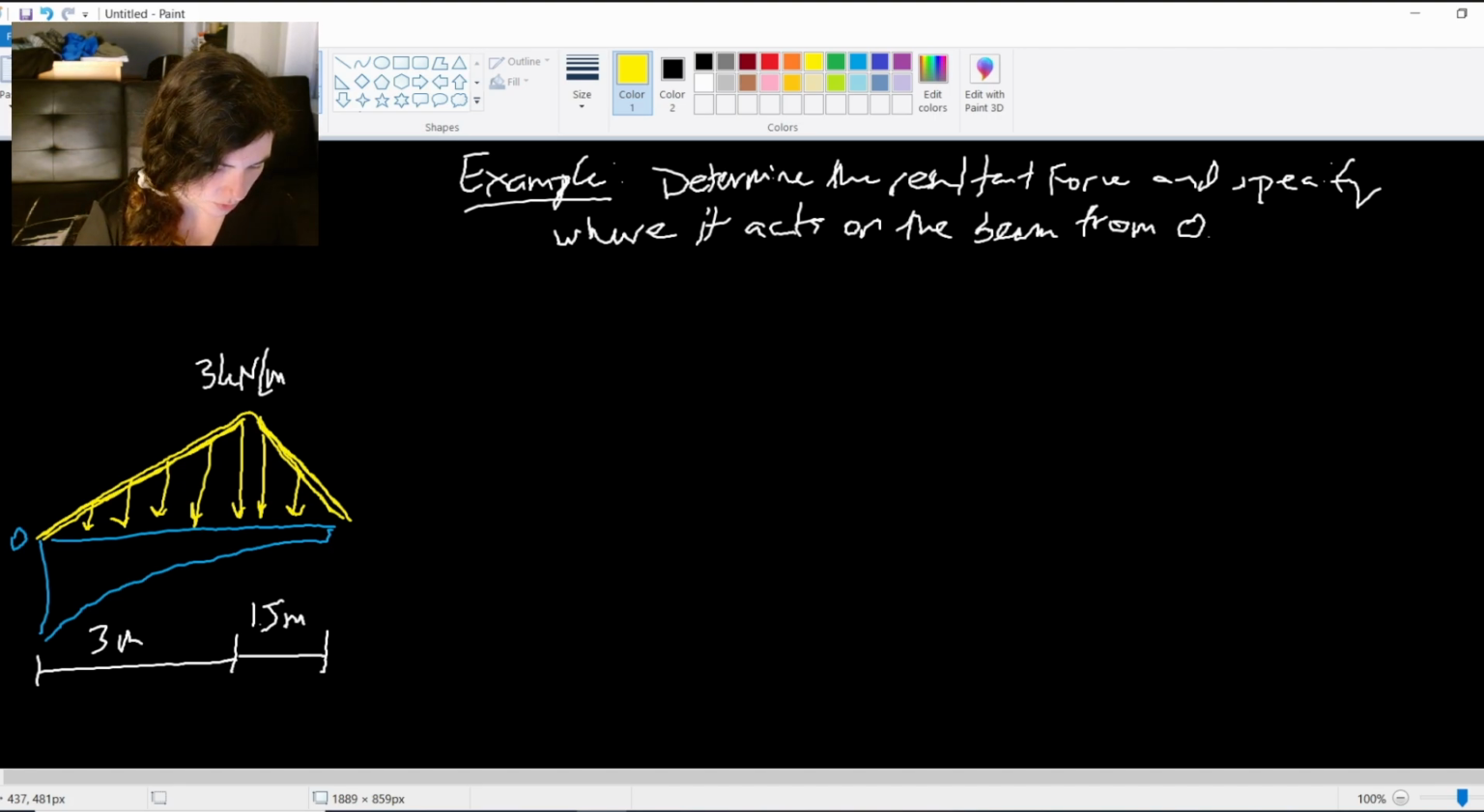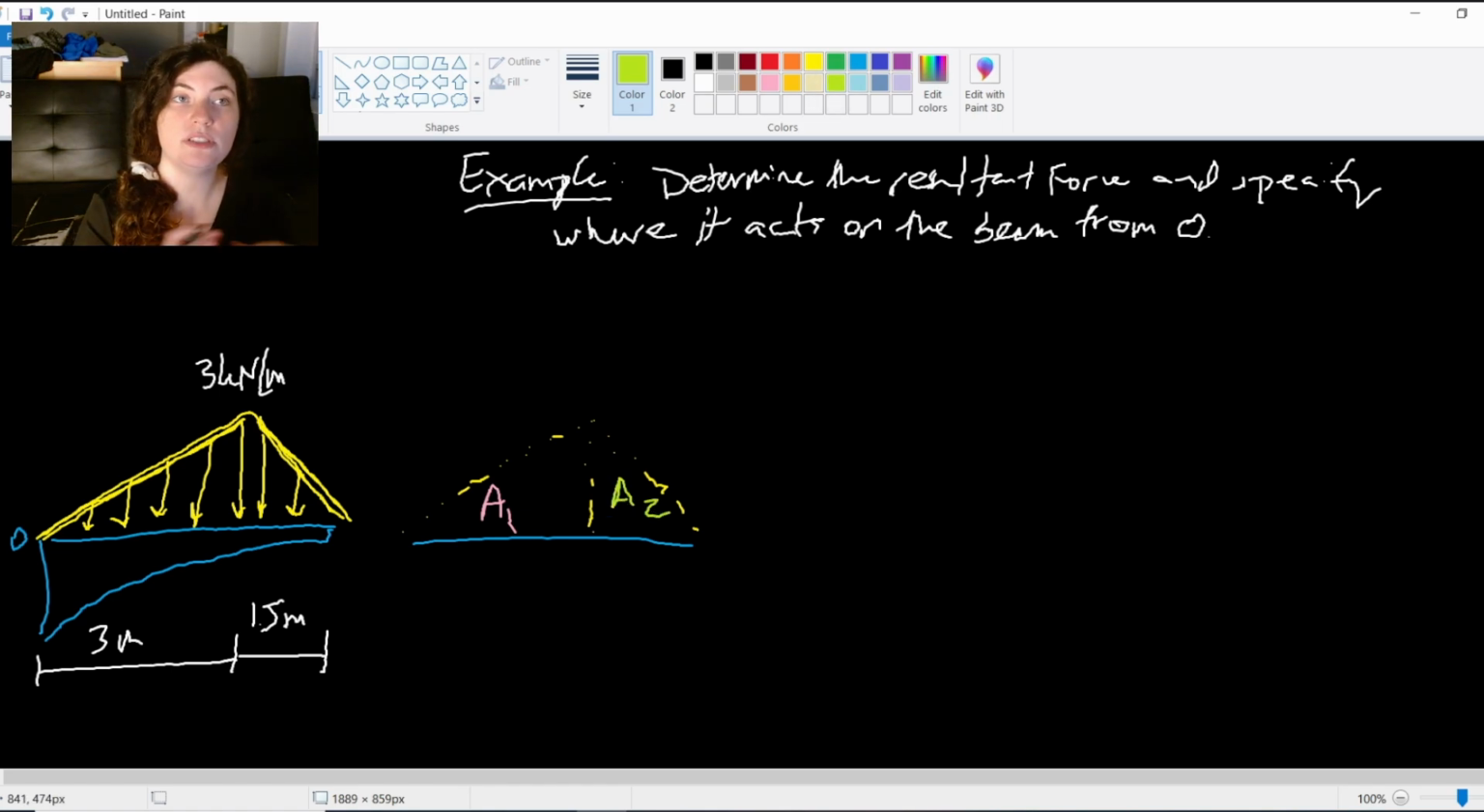So let me just redraw this in a simplified form. Here's my beam. I'm going to draw the dotted outline of this shape. But really, I have two areas here. This is area 1, and this is area 2. Right? It's two separate triangles. I can make two separate right triangles for this.